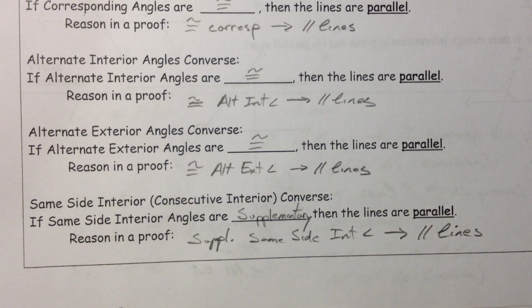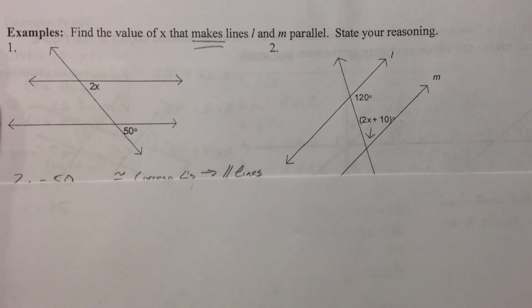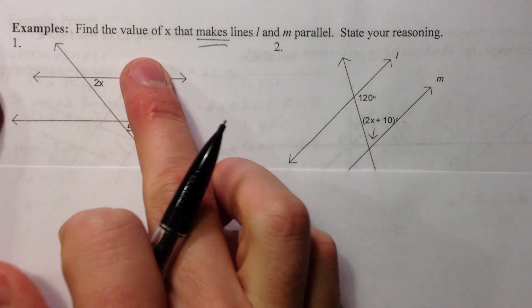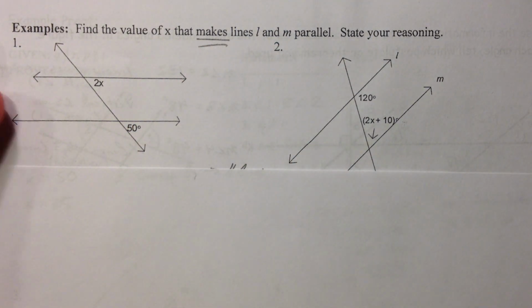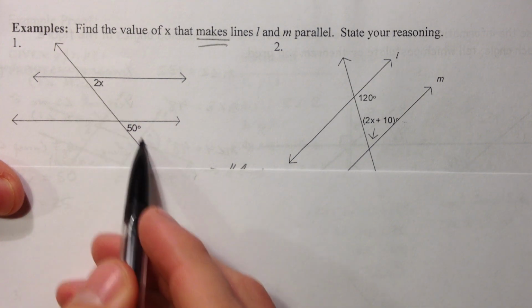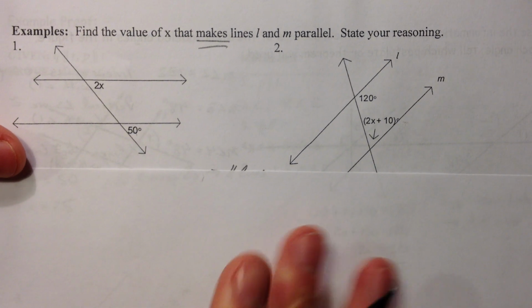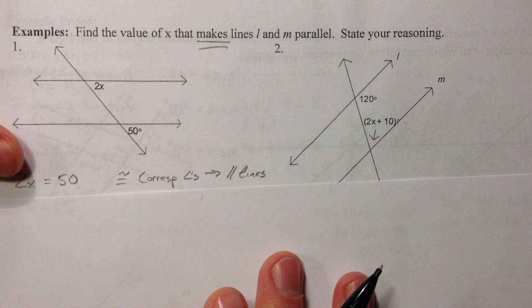And so the key thing here is not to assume that they're congruent until you know that they're congruent, and not to assume that they're parallel until you know they're parallel. It's going to be very, very tempting to do one or the other. So very similar to what we did last time, except it's kind of backwards. We're going to say, okay, what value of x makes the lines L and M parallel? Well, if 2x was equal to 50, then we would have congruent corresponding angles, and then our lines would be parallel. So basically x would have to be 25.